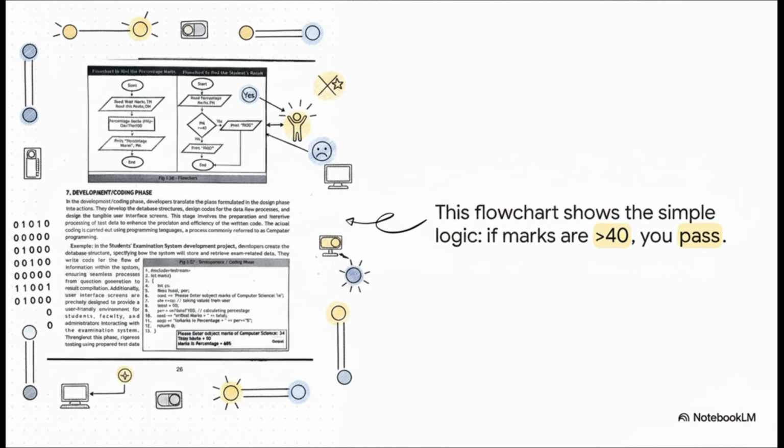Okay, so here's a flowchart, a basic plan for a student exam system. The logic is super straightforward. If your score is over 40, you pass. If it's not, you fail. Simple enough for us. But here's the wild part.